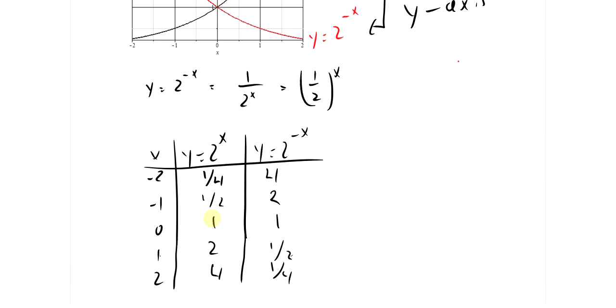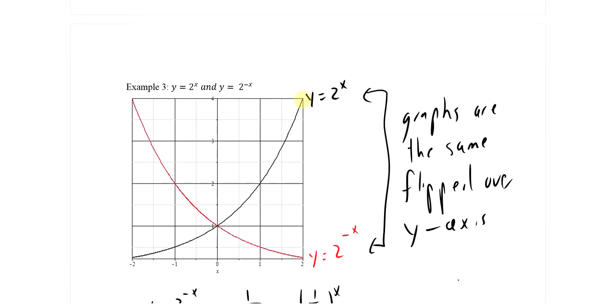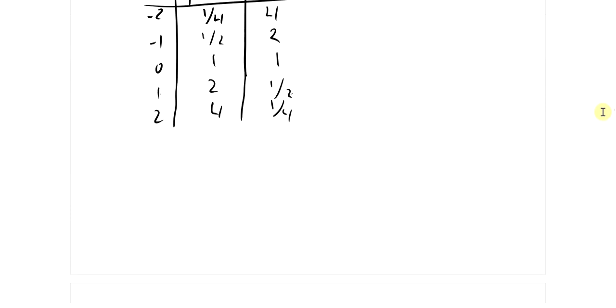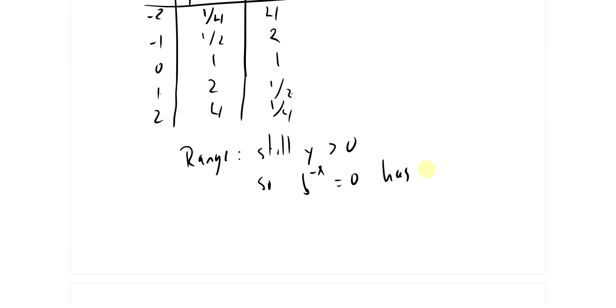So, where y equals 2 to the x has height 4, that's here, y equals 2 to the minus x will have the same height, but on the opposite side. So a base that's bigger than 1 raised to a negative exponent is just flipped over the y-axis. But the range is still y greater than 0, so this equation still has no solutions.